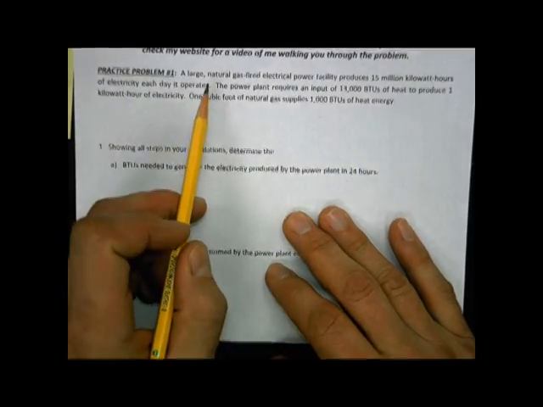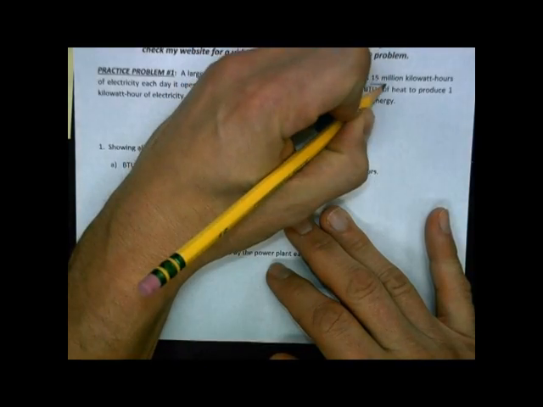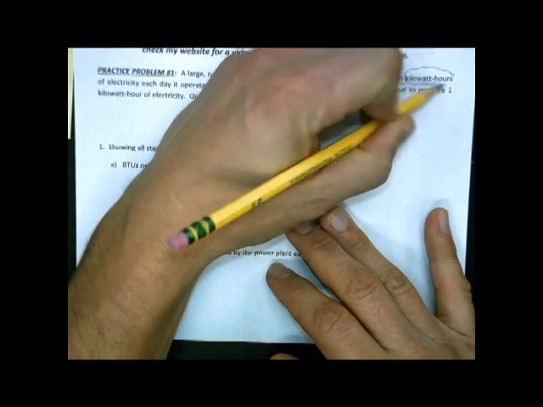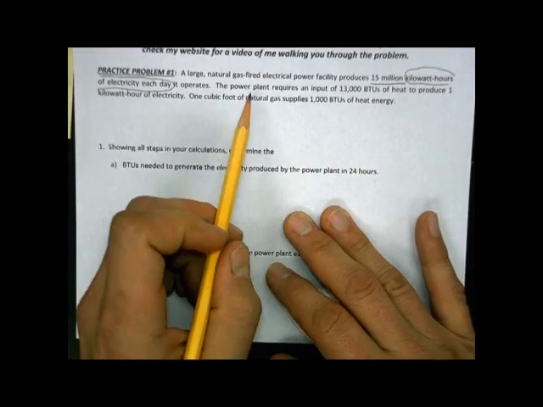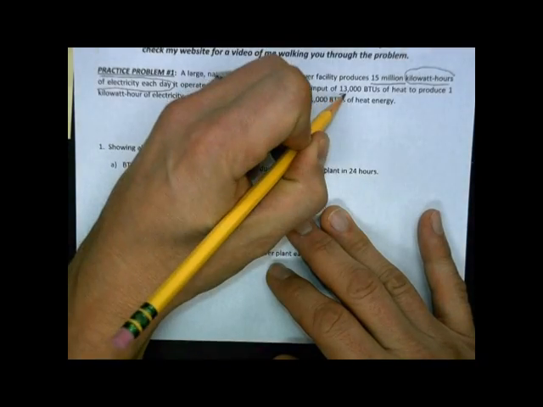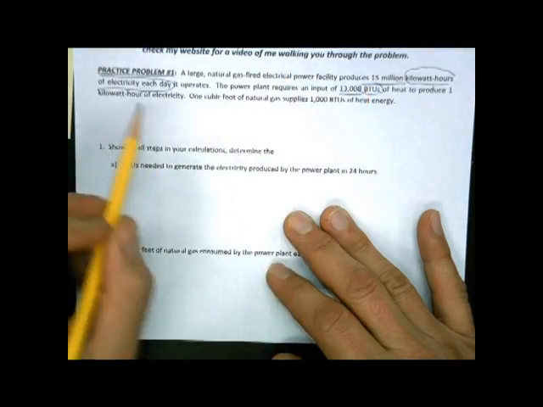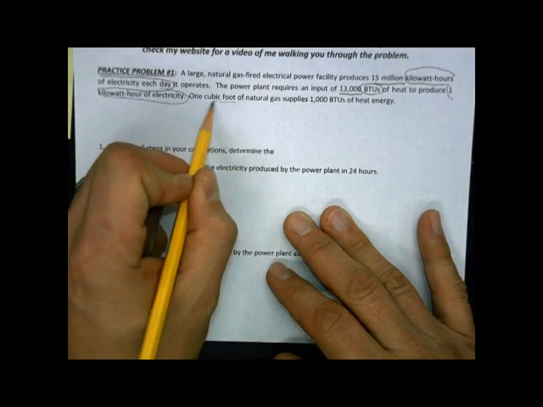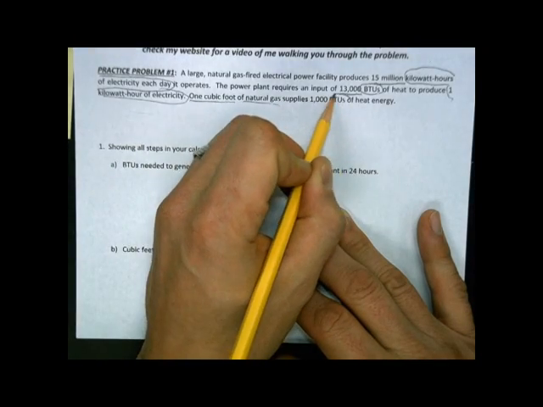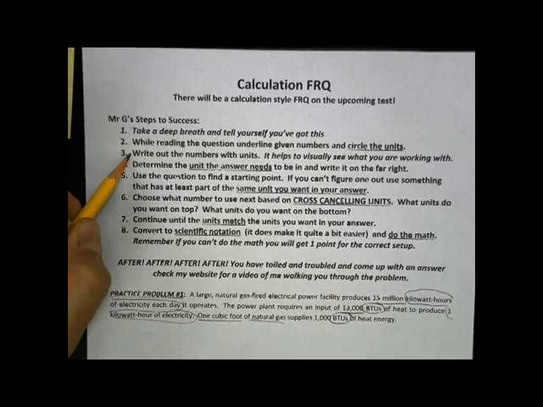A large natural-gas-fired electrical power facility produces 15 million kilowatt hours of electricity each day it operates. The power plant requires an input of 13,000 BTUs to produce 1 kilowatt hour of electricity, and it says 1 cubic foot of natural gas supplies 1,000 BTUs of heat energy. All right, next part, it says write out the numbers with the units.